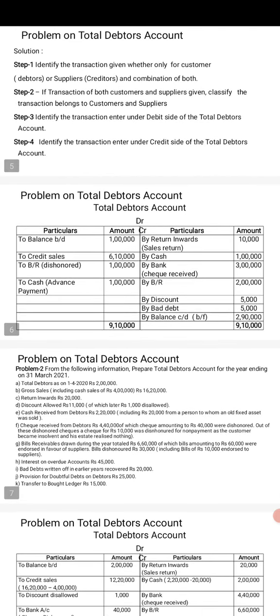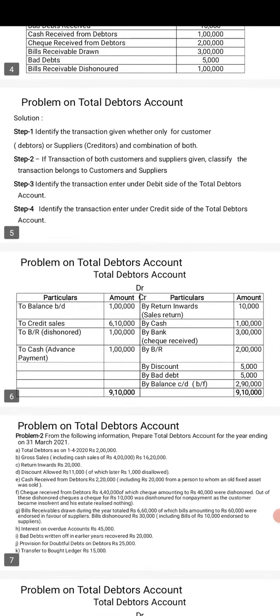So we will take one more problem. This one I am going to explain where we have to enter. So you have to solve by yourself. From the following information, prepare total debtors account for the year ending on 31st March 2021. Total debtors as on 1st April 2020. Again, this is the opening balance of the debtors. We have to enter it in the debtors account debit side.